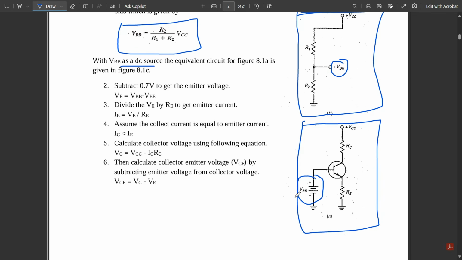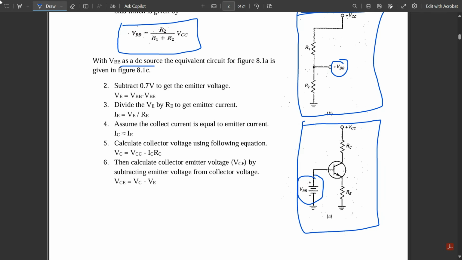So we have a DC source connected to VBB. Then we have two resistors, one on the collector side and one on the emitter side. I guess you know the three terminals of a transistor: emitter, base, and collector, so I won't repeat that. This is the collector side, so we have the collector resistance RC, and this is the emitter resistance RE.